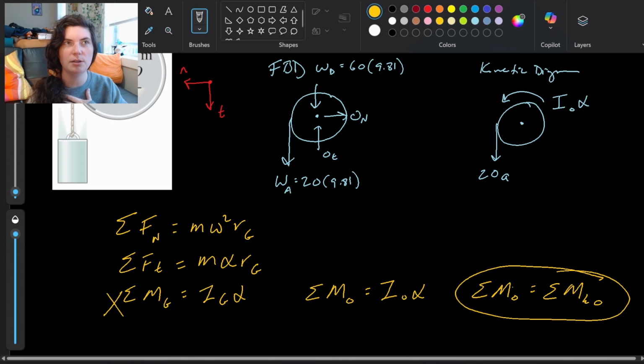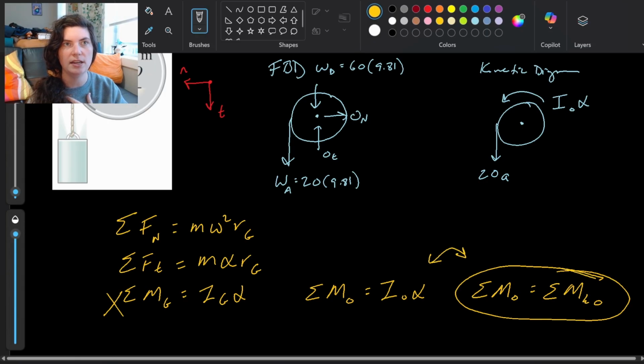Out of all three of them, we would have to calculate where G is because we have the block and the drum. Both of them have their own masses. They have their own centers of gravity. We would have to find where the center of mass is for the system. And that sounds like a lot of work and I don't want to do that. So I would probably use one of these two just out of simplicity.